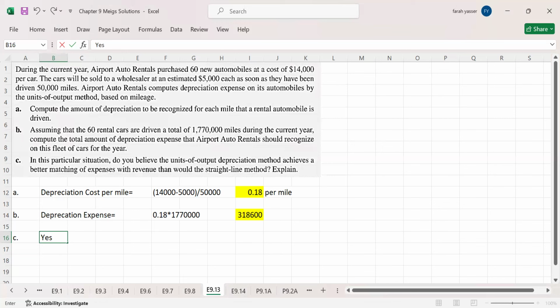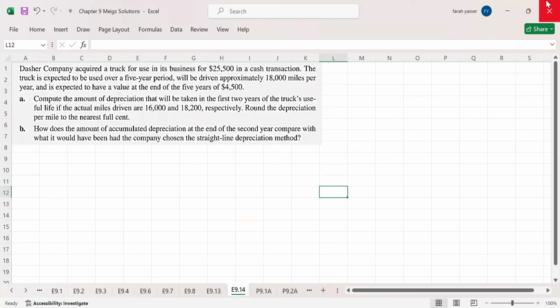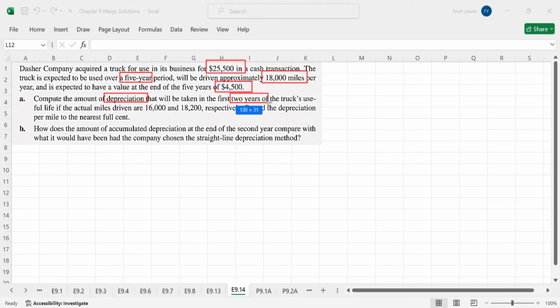So the next and the last exercise we are going to cover in this lecture is 9.14, and the data is given. The total cost of the car is given, and a truck is expected to last 5 years. The total life in miles is given, and then this is the expected value at the end of the useful life, which is called residual value or salvage value. The first requirement is to calculate the depreciation amount of the first two years based on the method which is called the units of output method.